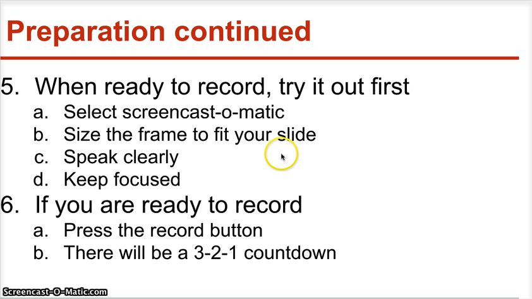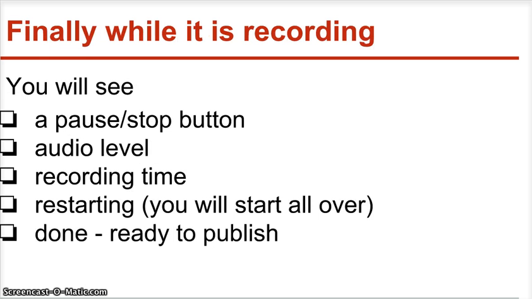When you're ready to record, try it out first. You don't have to save the recording. So select Screencast-O-Matic, size the frame to fit your slide, speak clearly, and keep focused. And when you are ready to record, press the record button, and you will see a 3, 2, 1 countdown. And then finally, while it's recording, you'll see a pause or stop button.